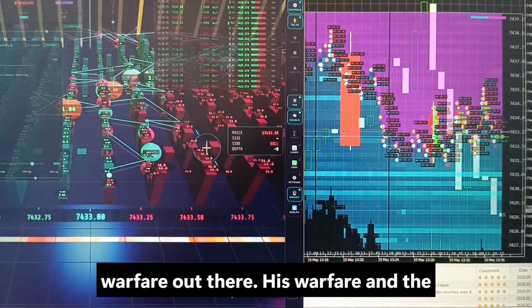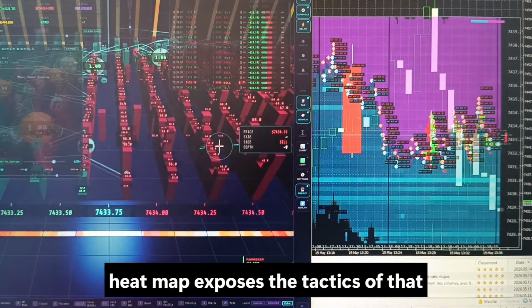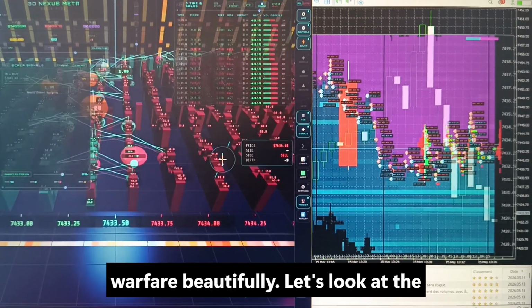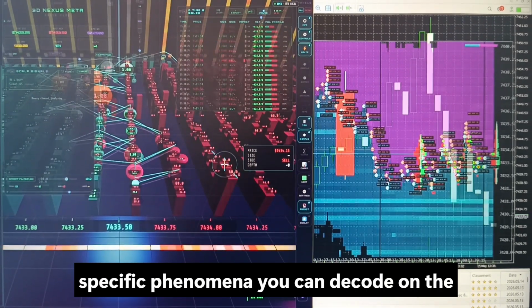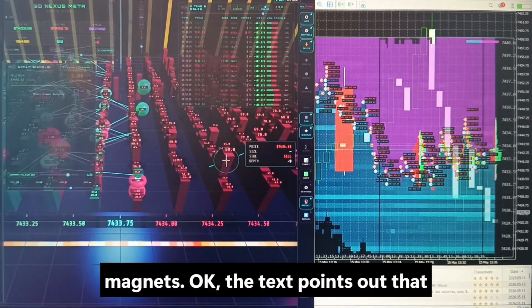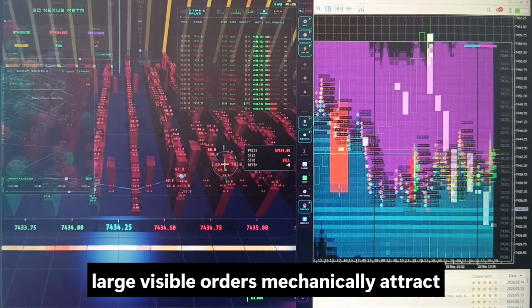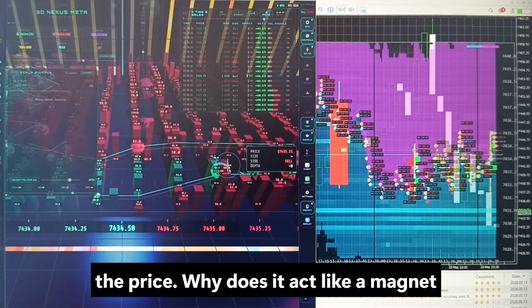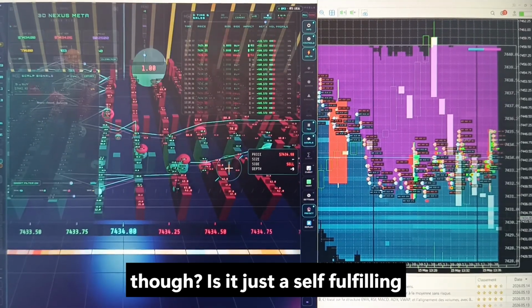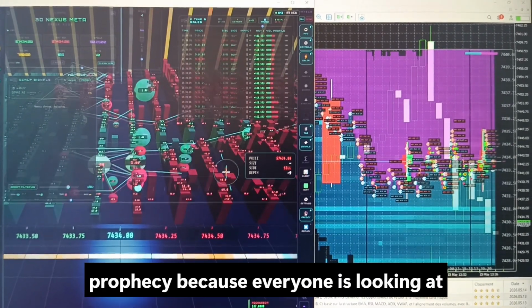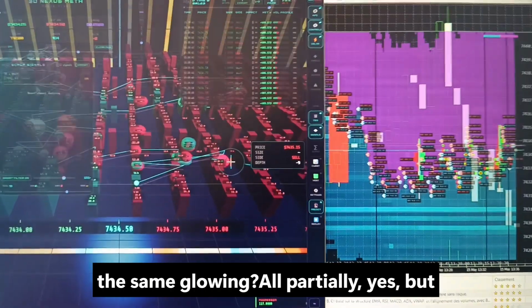Oh, it is warfare. And the heat map exposes the tactics of that warfare beautifully. Let's look at the specific phenomena you can decode on the screen, starting with liquidity magnets. The text points out that large visible orders mechanically attract the price. Why does it act like a magnet, though? Is it just a self-fulfilling prophecy because everyone is looking at the same glowing wall?